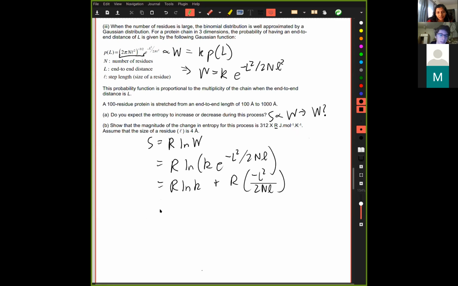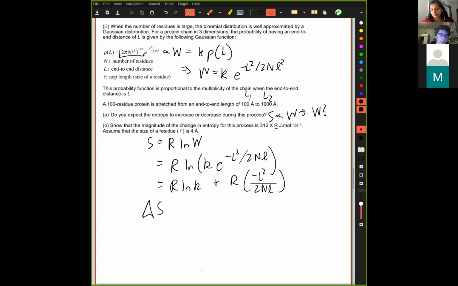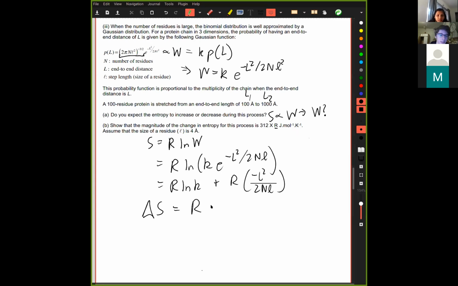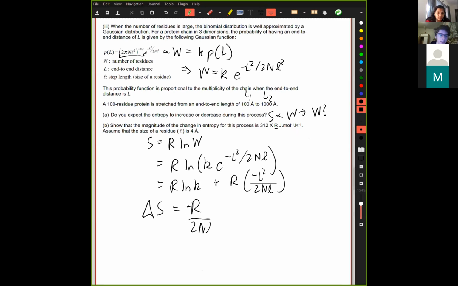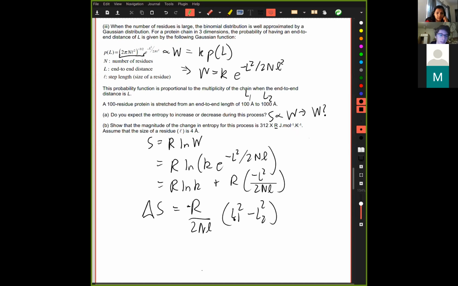So we know then that the change in entropy from 100 angstroms to 1000 angstroms, let's just call these L1 and L2 for convenience, is equal to, since the constant term should cancel out when we subtract, just negative R over 2nl squared times L1 squared minus L2 squared. And from here, you should just be able to plug in values to get the final magnitude that they're asking for.